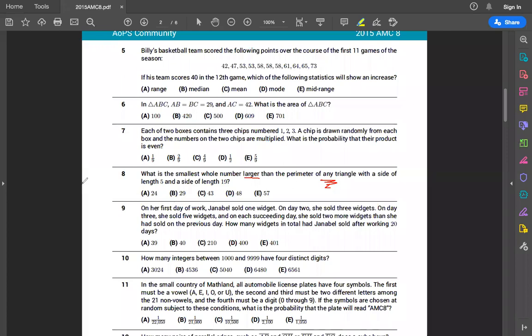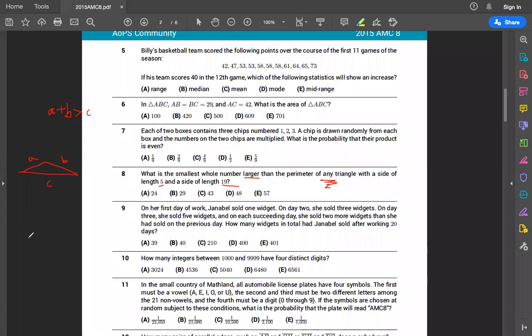Okay, so our triangle has one side of length 5 and one of length 19. So when we have a triangle, adding up any two sides, A and B, has to be greater than C. A plus B greater than C. And this is known as the triangle inequality.